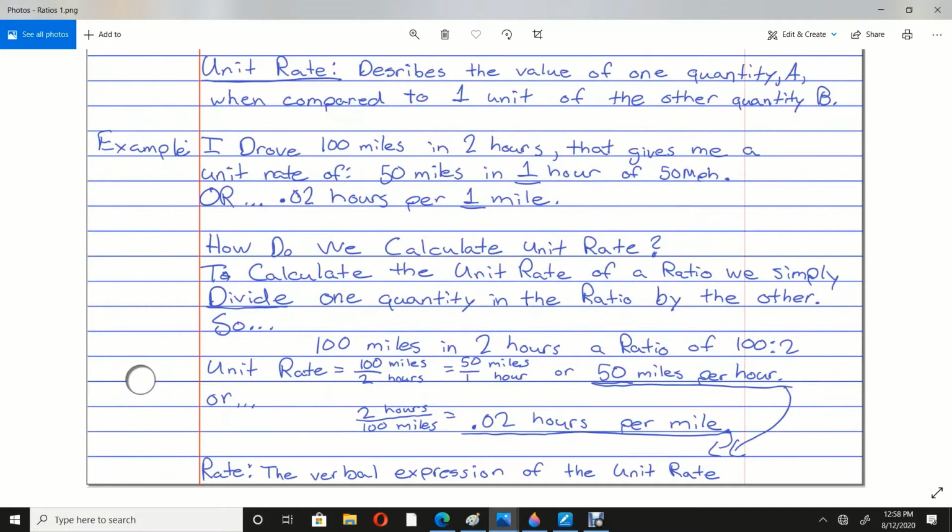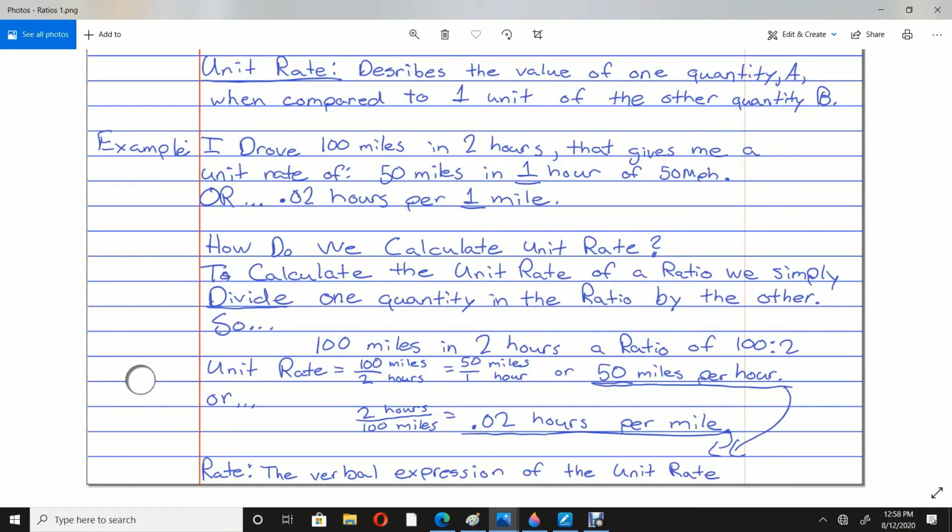All right, this is the rest of the page. From here, you're going to get a definition for unit rate. A unit rate describes the value of a quantity A when compared to 1 unit of the other quantity B. And that could also be flipped. It could be describing one quantity A compared to one unit of quantity B, or vice versa. You'll see some examples down here.